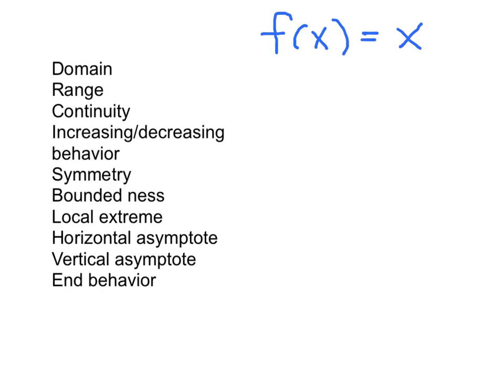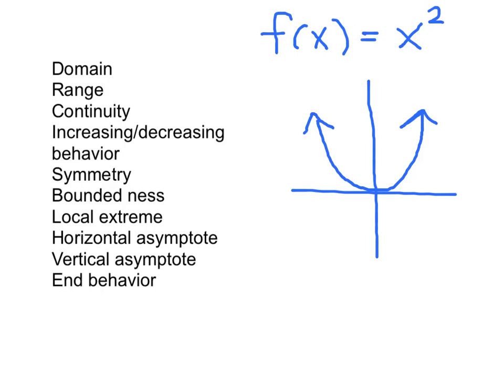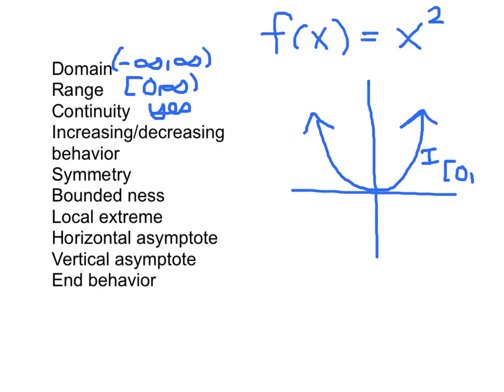Let's start off with the easy example, f of x equals x squared. All of you should know what a basic parabola looks like. You shouldn't have to plot points to make this graph. So its domain is from negative infinity to infinity. Its range is from 0 to infinity. It's a continuous function. It increases right here, so it's increasing from 0 to infinity. It's decreasing along this section right here, so it's decreasing from negative infinity to 0.